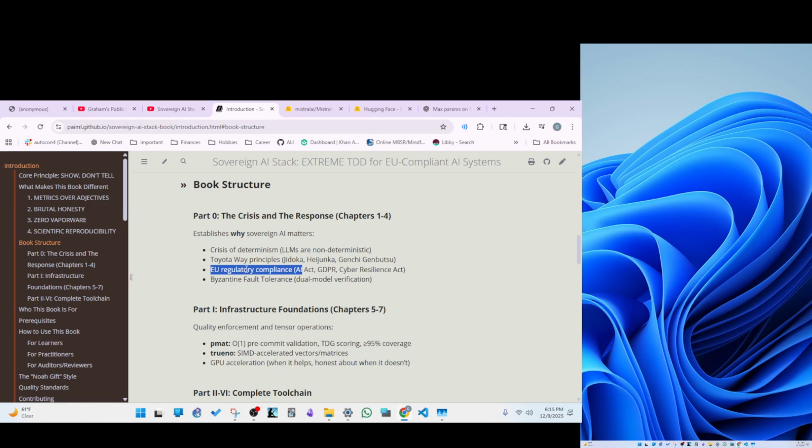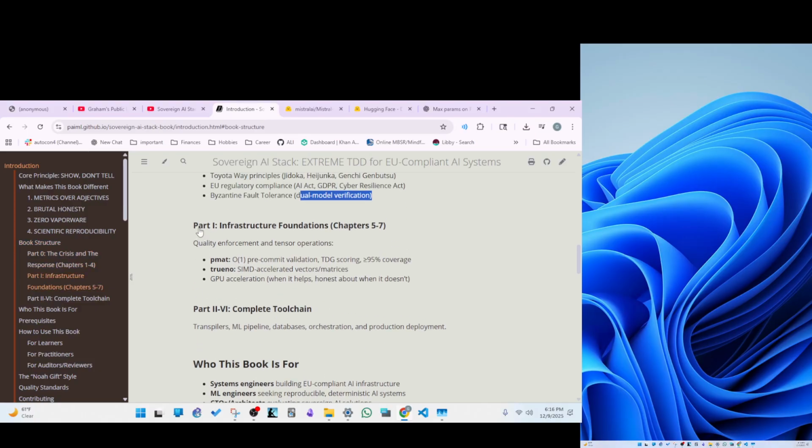Like I just want to get in their heads and I want to know what they were thinking with this, whether I agree with it or not. So the EU passed the AI Act, GDPR, and the Cyber Resilience Act. And then the last reason why sovereign AI matters is Byzantine fault tolerance, dual model verification. I don't know what that is. That's good. That will cover it.